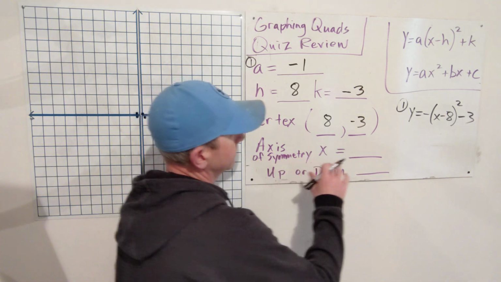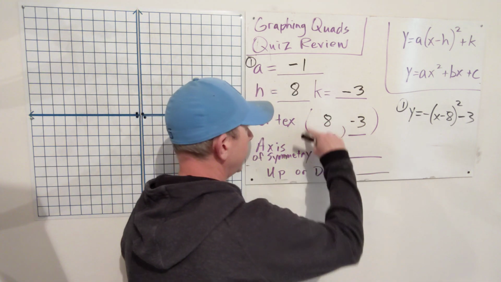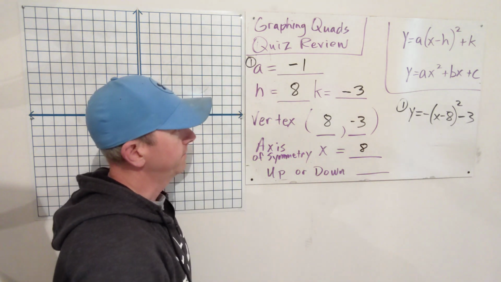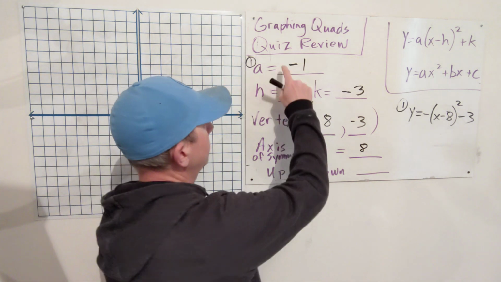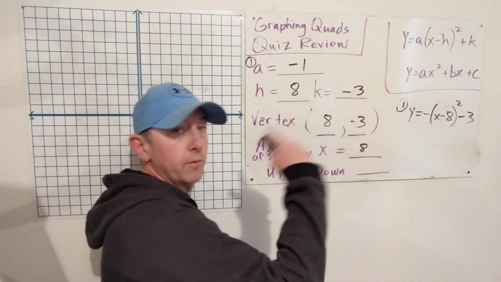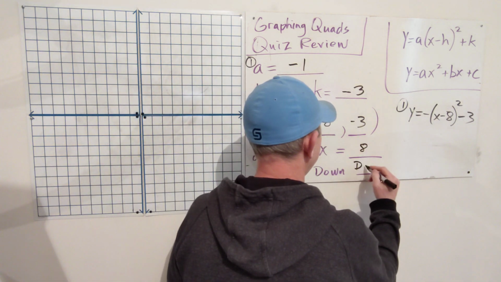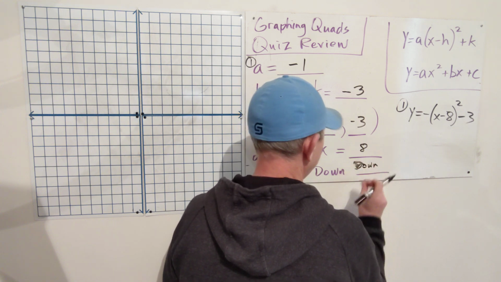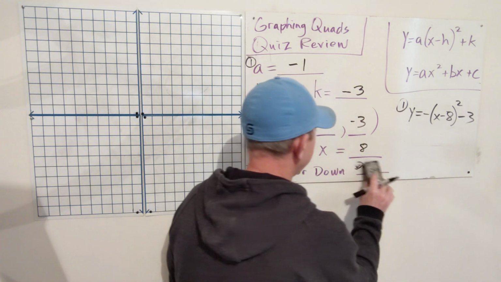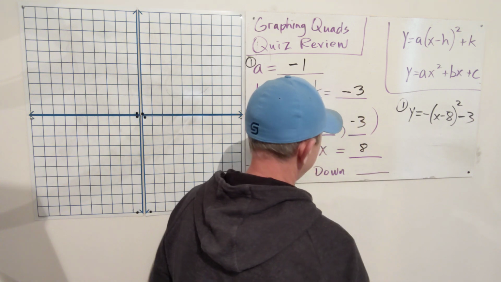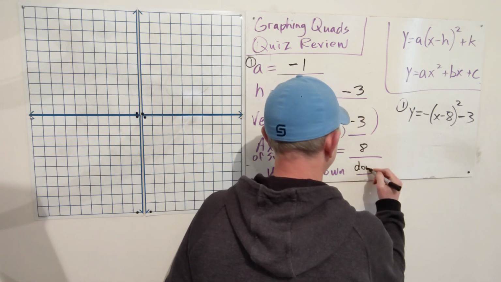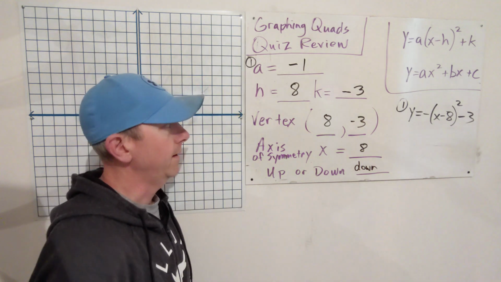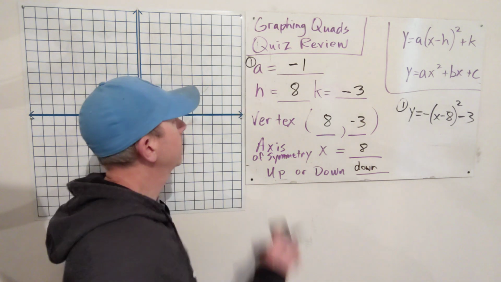The axis of symmetry is going to be whatever this x value is, so x equals 8. And then finally, the last part: does it open up or down? Well, we can look back, the a value is negative, so it opens down. So type in down. I would prefer if we just keep it all lowercase, but I tried to account for that by making it work either way, okay? Lowercase d or uppercase d should work there. All right, so there's number one. I'm going to keep going here.